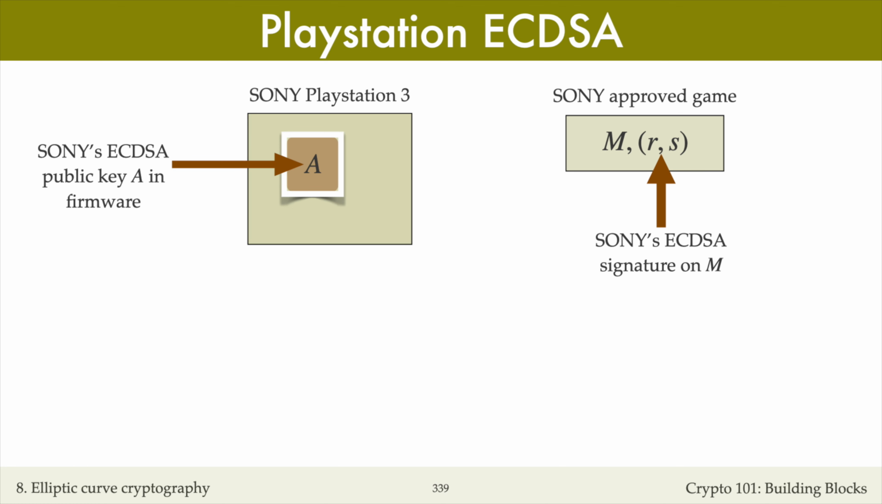When a user wishes to play the game, he inserts the cartridge or CD into the PlayStation. The PlayStation then verifies the signature on M using Sony's ECDSA public key A, which is embedded in a piece of firmware on the PlayStation. If the signature is valid, then the game begins. Otherwise, the software is rejected.